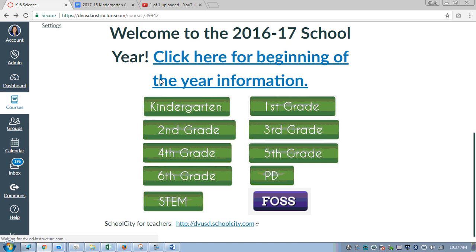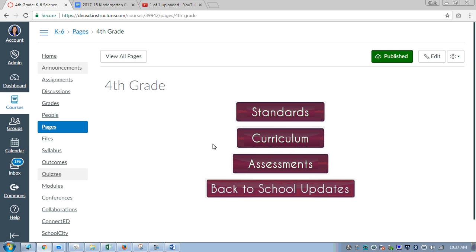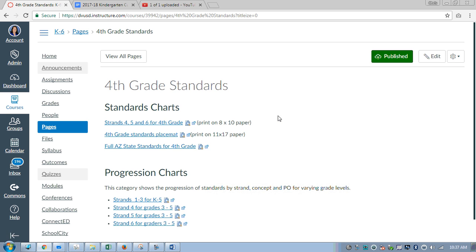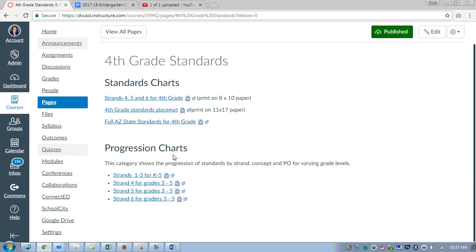If we go back out to the main page, we'll find more information for 4th grade under the 4th grade tab. This is where you're going to find standards charts. On this 4th grade standards placemat, you will find all the strands 1 through 6 for 4th grade that should be taught during the 4th grade, which is kind of nice to have them on one sheet of paper on one side. Down here, what you'll see in the progression charts are how that standard looks over the progression of grade levels. So it gives you the idea of where your kids should be coming to you, what they should be able to do, what you have to teach them, and then where they're going next.